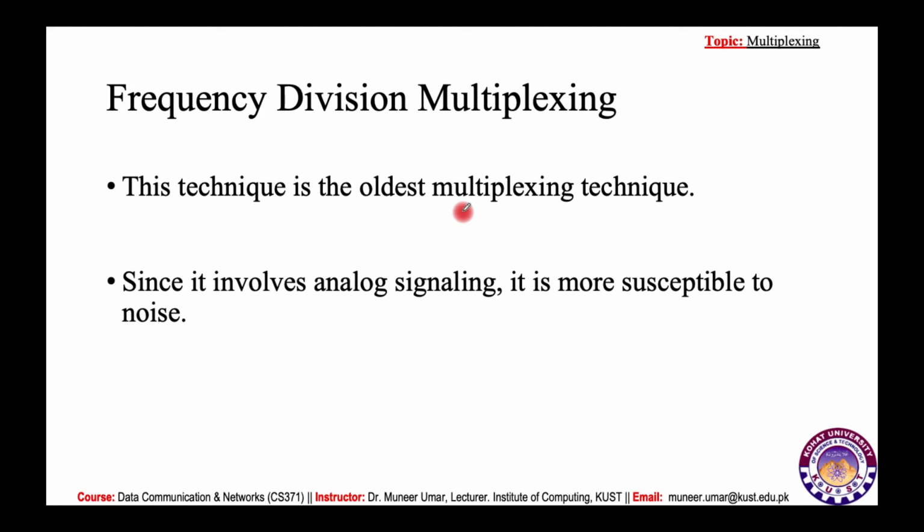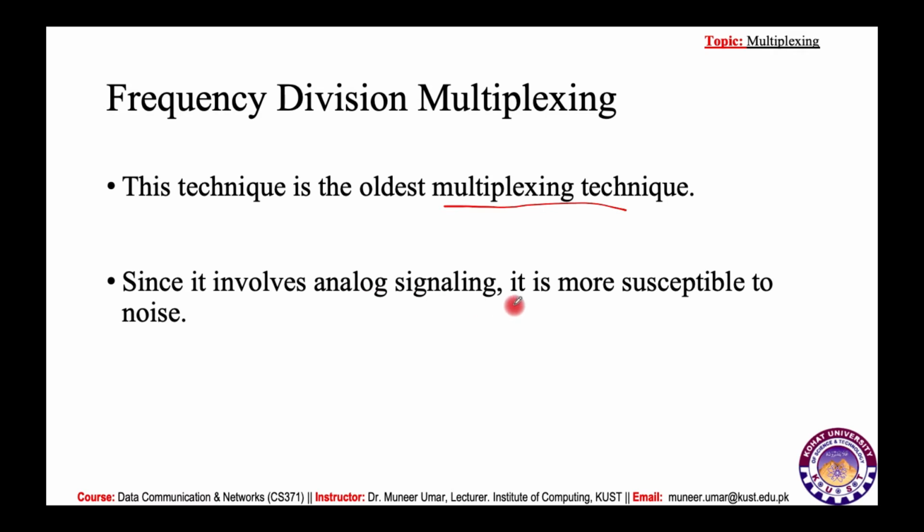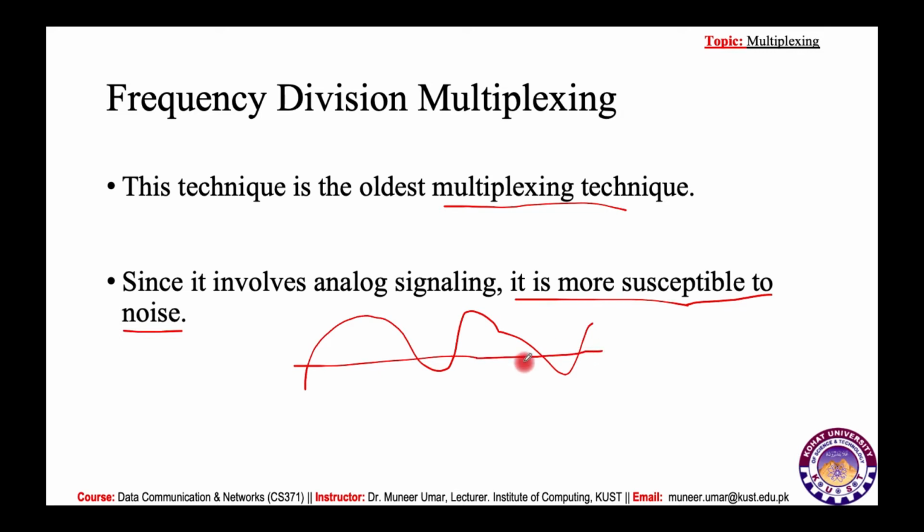This technique is the oldest multiplexing technique. This is actually the initial multiplexing technique, and this was introduced for the radio and television systems, and later this was also used for AMPS, the first generation cellular networks. Since it involves analog signaling, it is more susceptible to noise. We have already studied the impairments, so the noise is more effective on such type of signals because these are continuous signals, and continuous signals are more susceptible to noise.